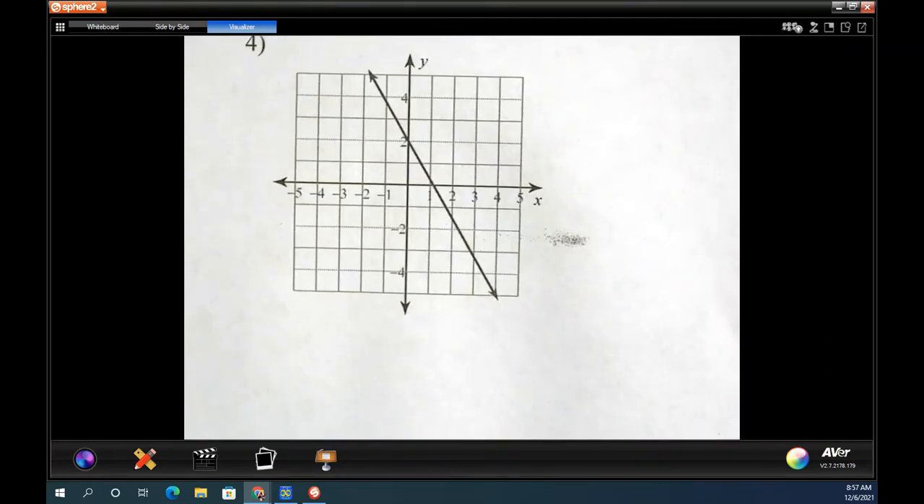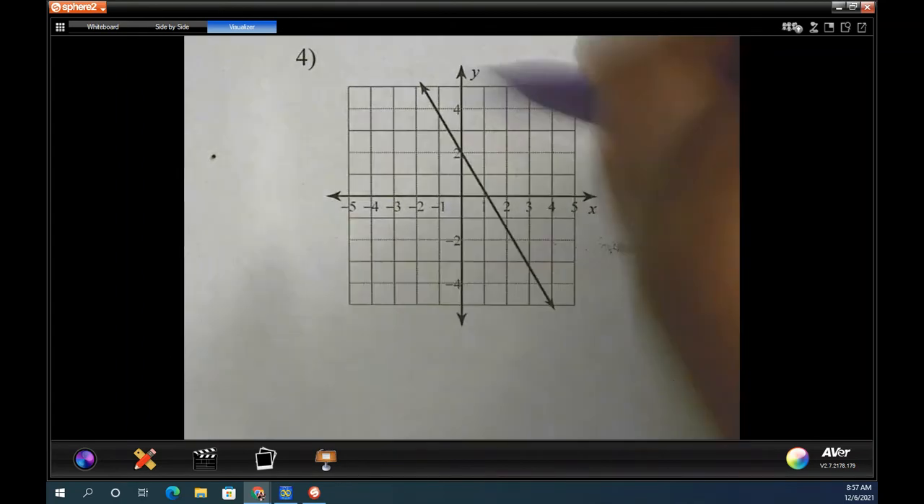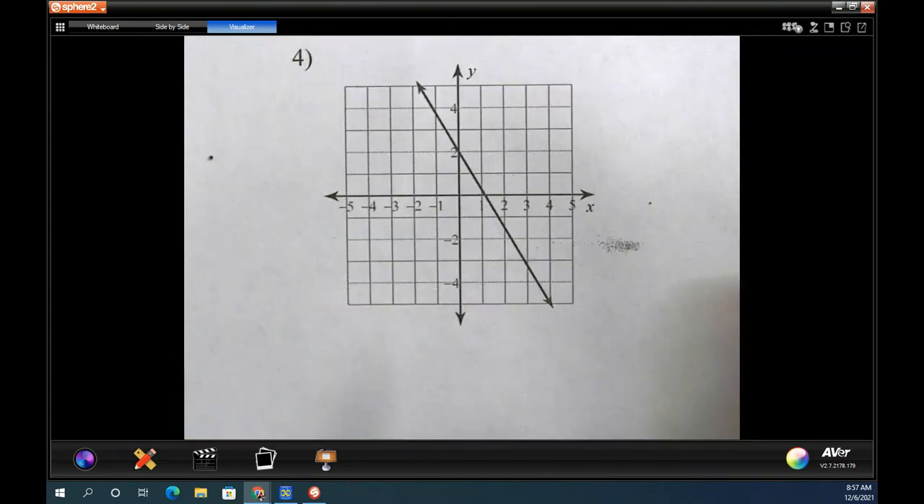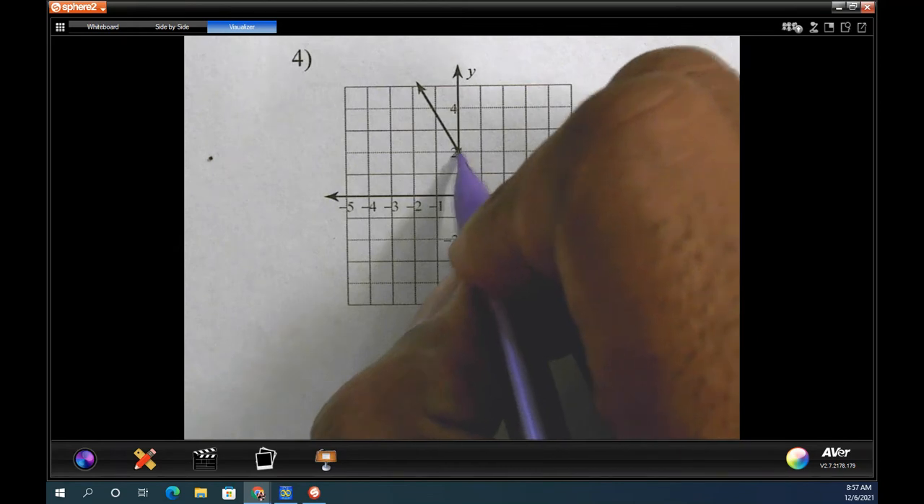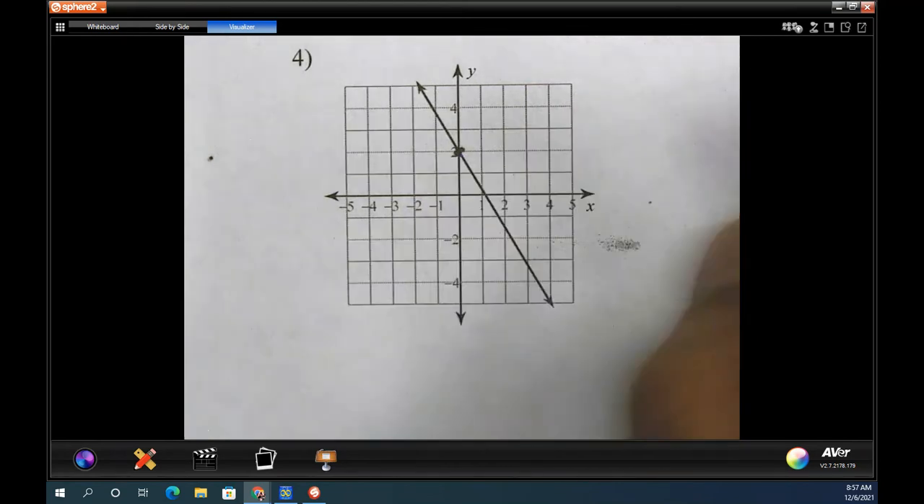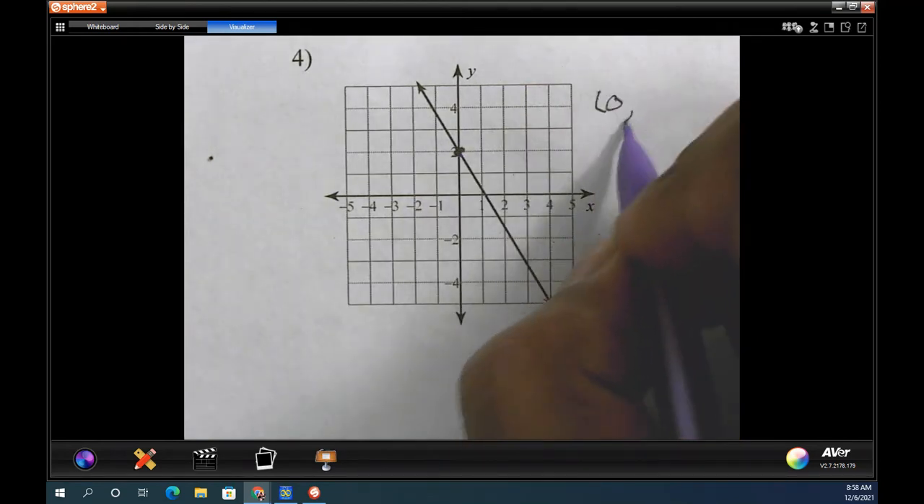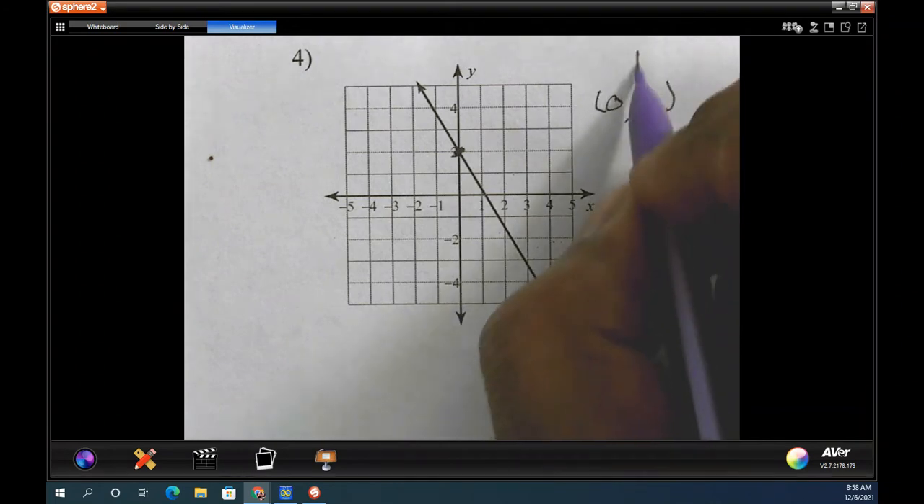All right, here's a catch. I haven't mentioned this. Is the slope of this going to be positive or negative? Negative. But here's our y-intercept. That's where we always start. So it's at (0, 2). There's our b.